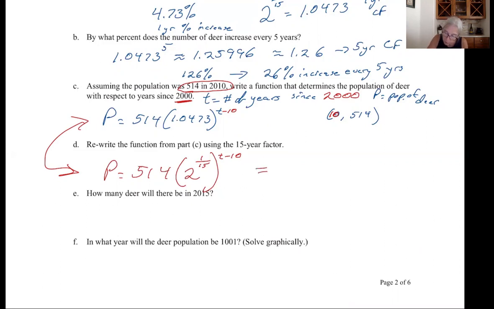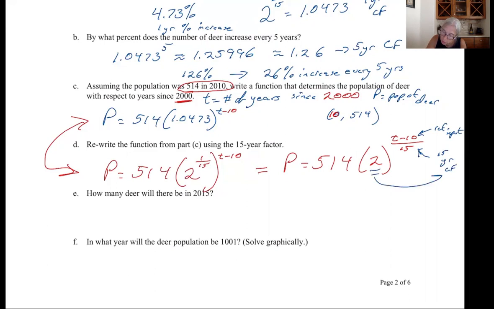Now, this can be rewritten like this. This is a more common way to see it, where using rules of exponents, we write it as t minus 10 over 15. The 10 is the reference input. The 15 is because I'm using a 15-year change factor. Okay, so I have to account for that.